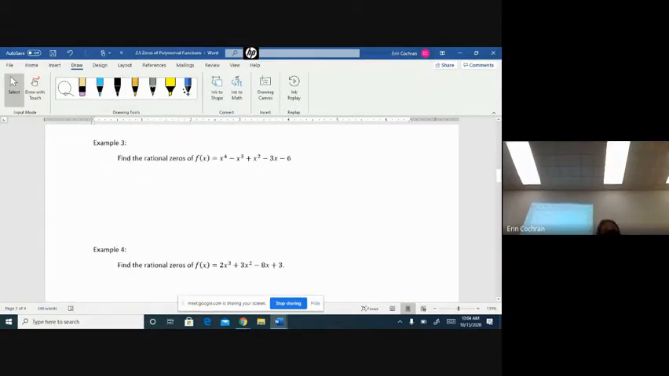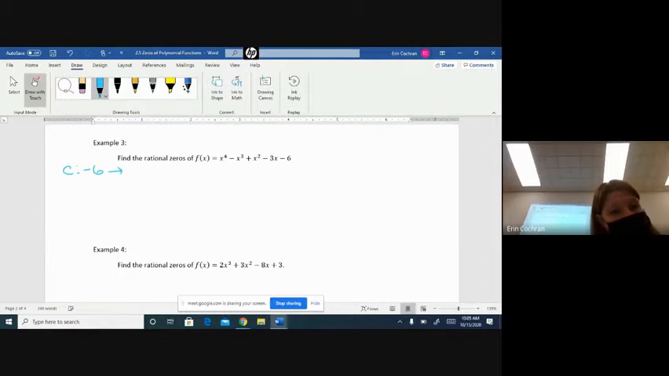All right. Example 3. Find the rational zeros of f of x equals x to the 4th minus x cubed plus x squared minus 3x minus 6. All right, so again, what is my constant here? Negative 6. So what are the factors of negative 6? Plus or minus 1, plus or minus 2, plus or minus 3, and plus or minus 6. What's my leading coefficient? 1, and that factor is just plus or minus 1, right?